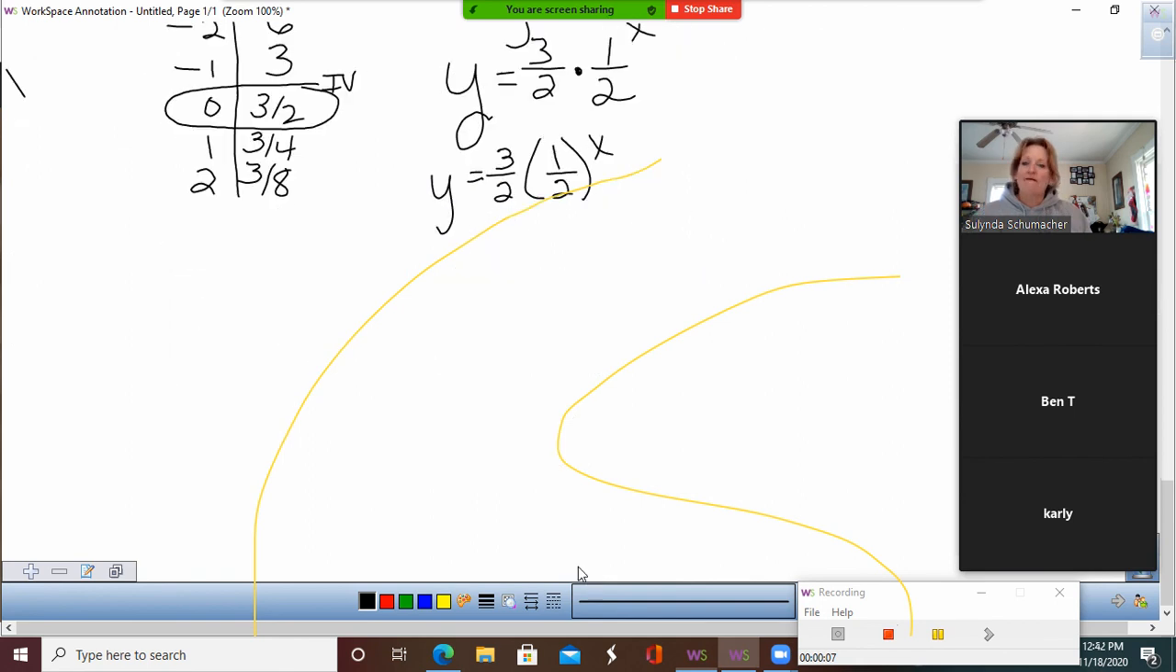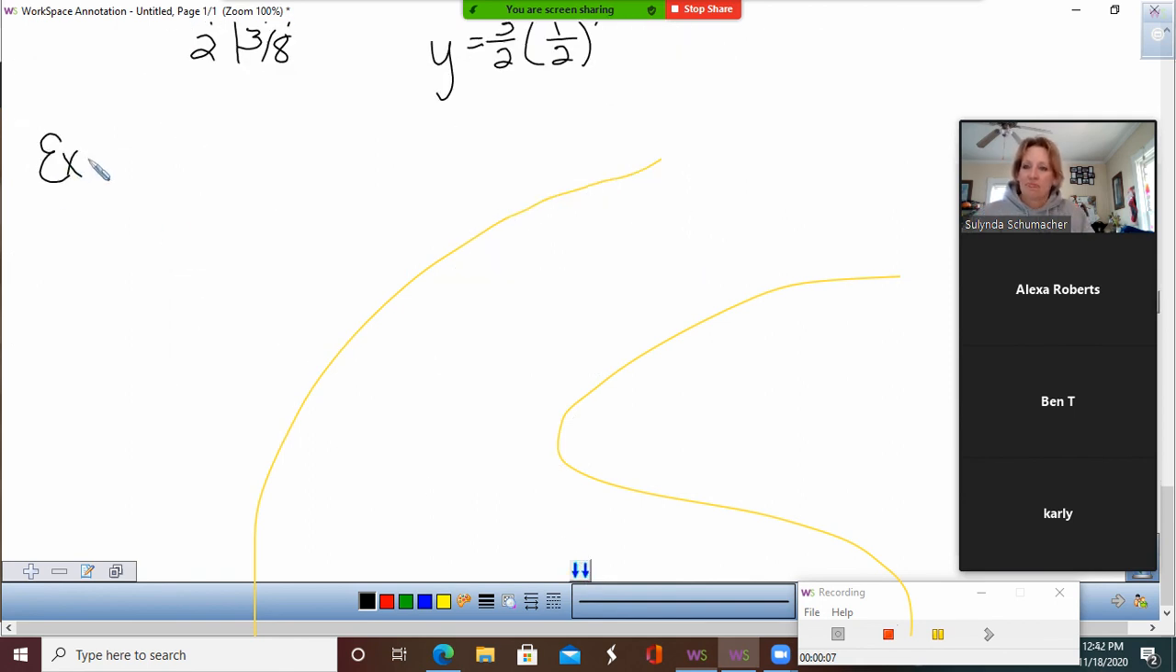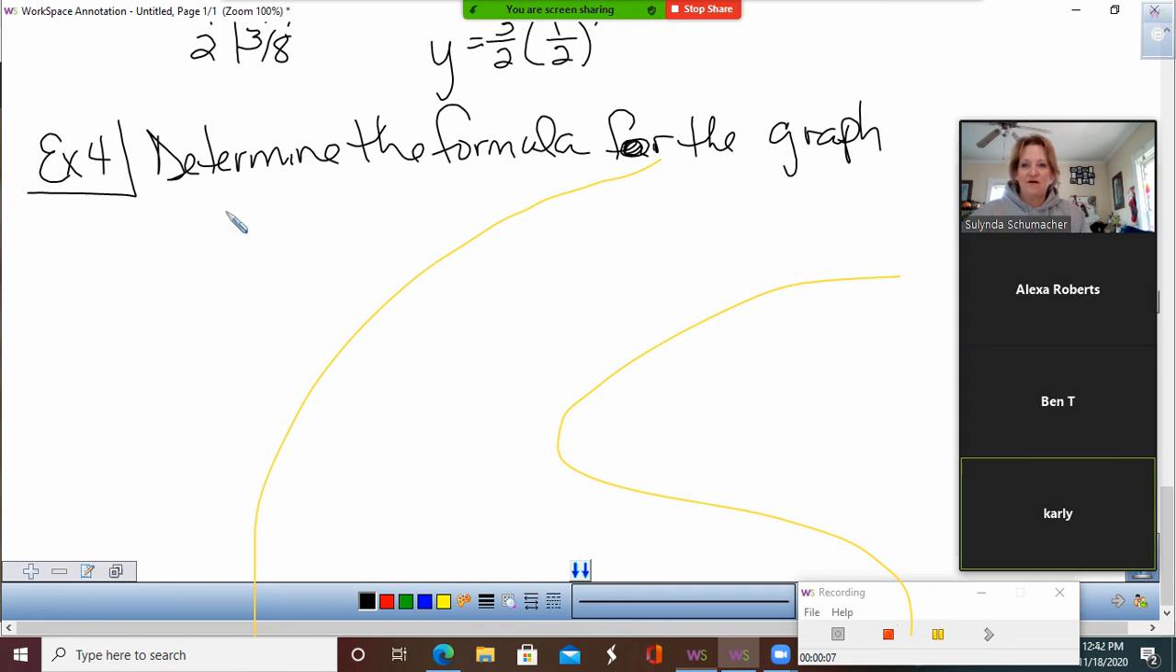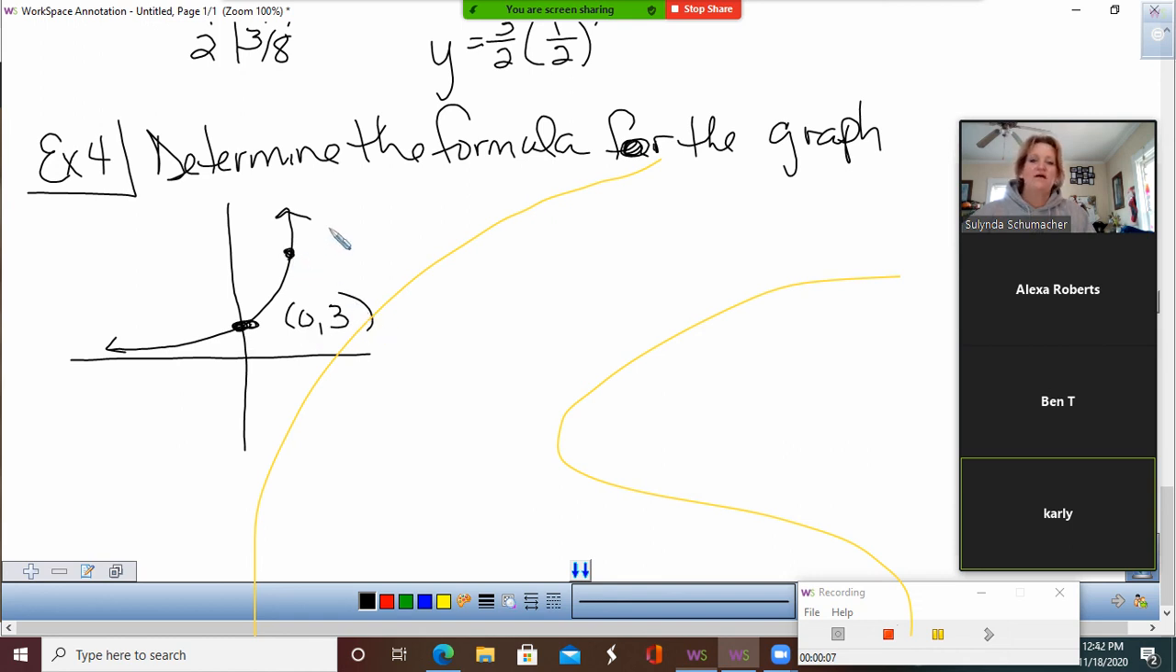Example number 4. All right, we're again going to determine the formula for the graph. Writing sloppy, sorry guys. Let's say I have this growth that looks like this. We have a dot right here at the point 0, 3. Then we have another dot up here at 2, 6.